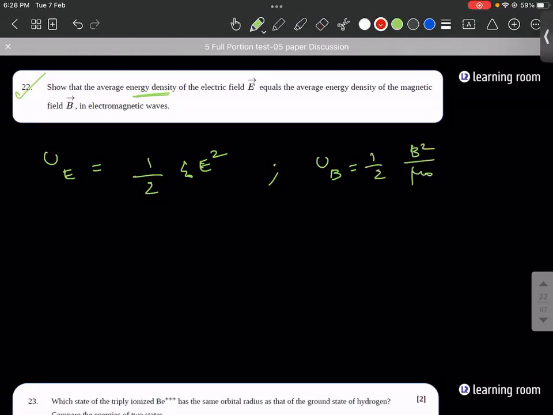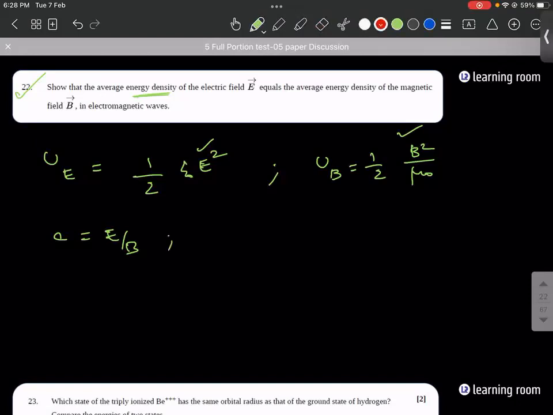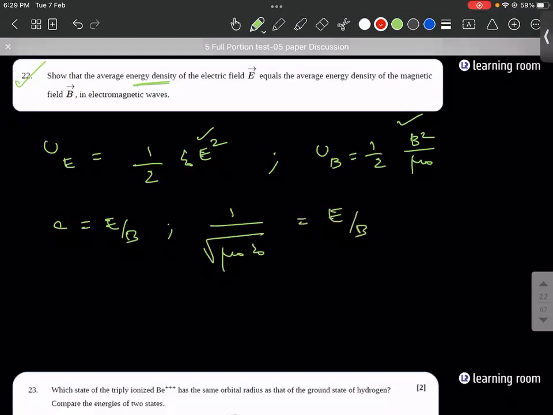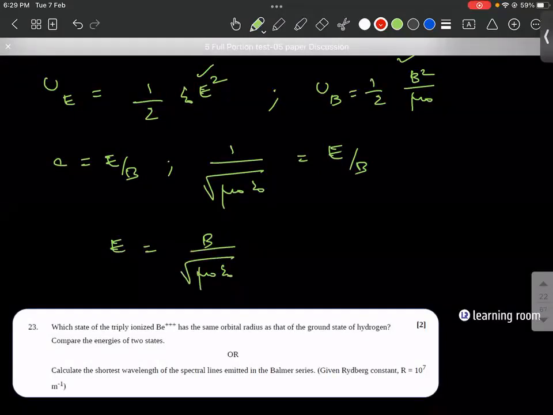Correct? What is the relation between electric field and B? So C is equal to E by B. So E is equal to BC. Let this be 1. I'll write it in a different way. So C is equal to E by B, and C is also 1 by root of mu naught into epsilon naught. So can I write E is equal to B divided by root of mu naught into epsilon naught? Guys, am I clear?